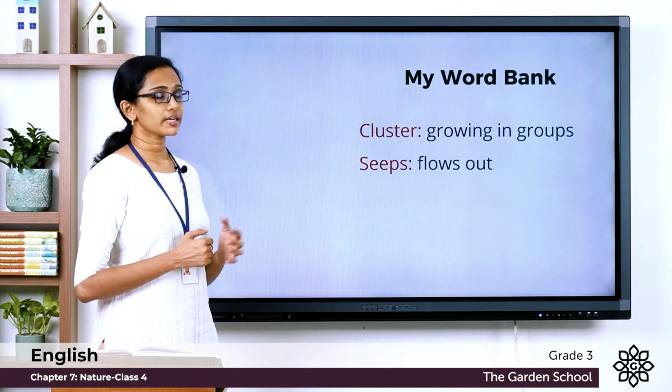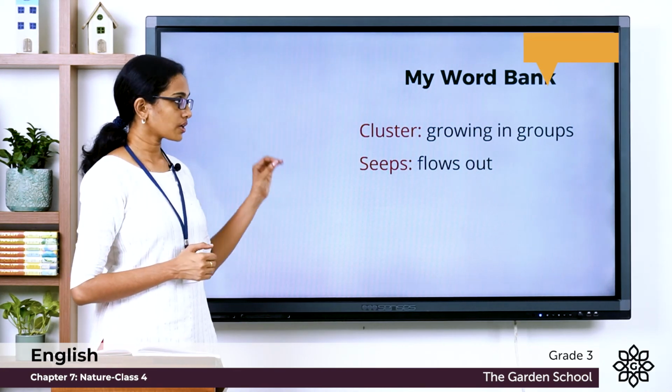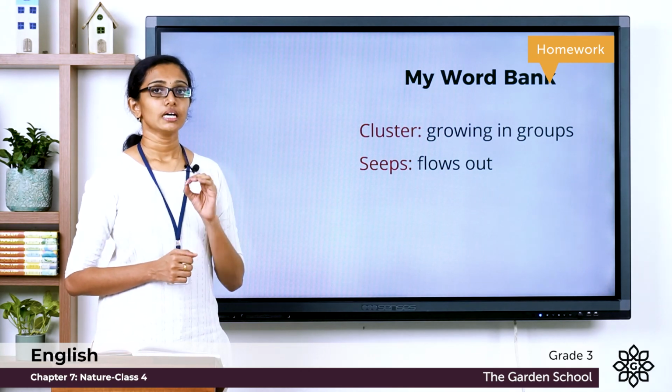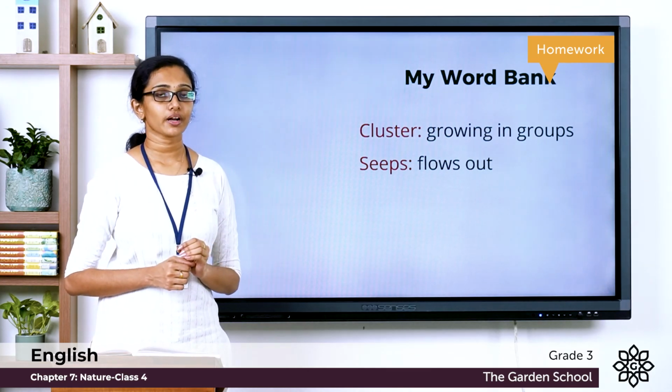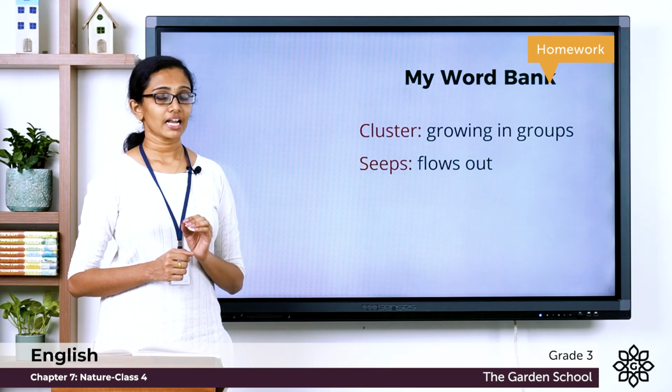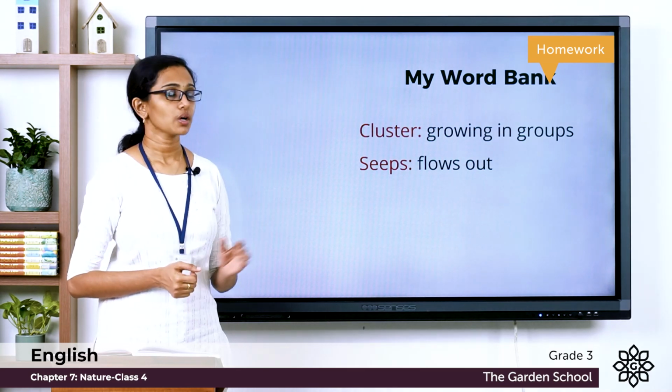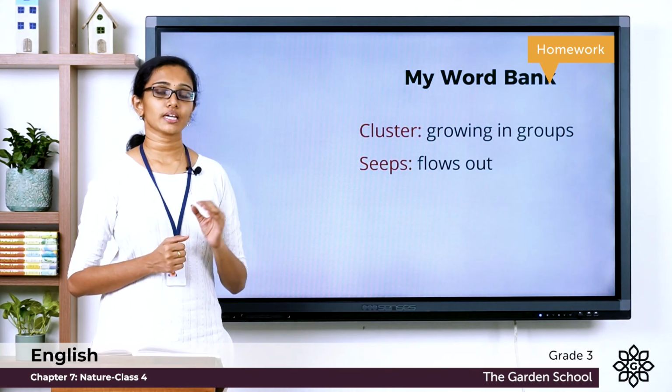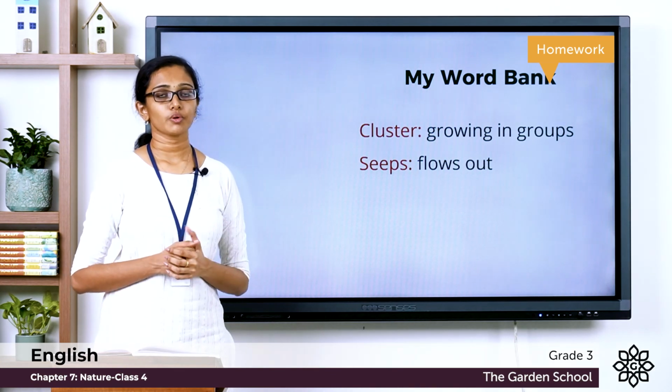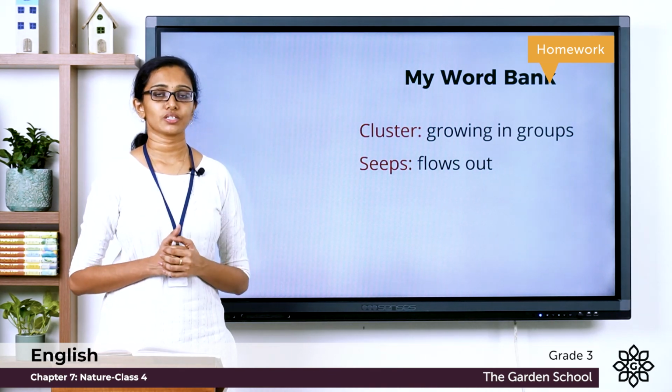So these are the new words that you learned in this chapter. You have to note down these two words in your notebook. Learn their spelling, learn their pronunciation, and also learn to write one sentence with each of these words. And you can write these sentences in your notebook itself and take a picture and send us through Teams.